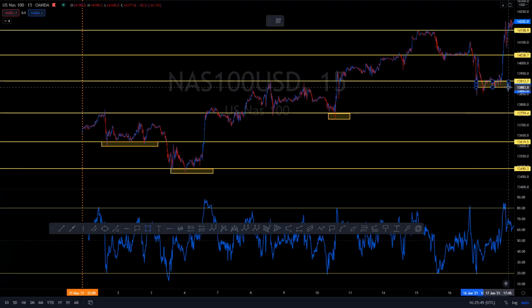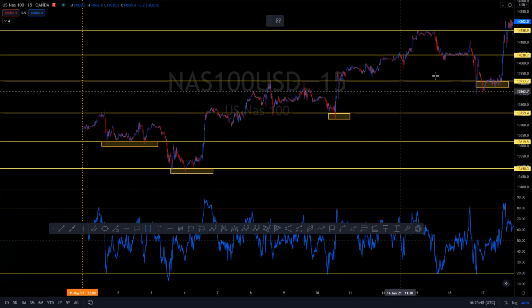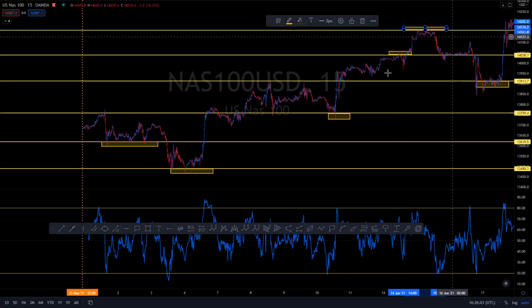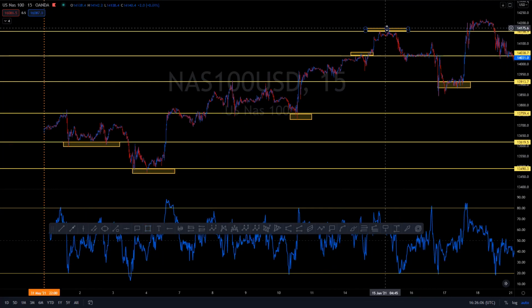Definitely mark up down to here. Yeah, I could put it here. And sometimes I make these zones a little bit thin because I don't want to make them too big, but just big enough to where we can see exactly how price is interacting with these zones.